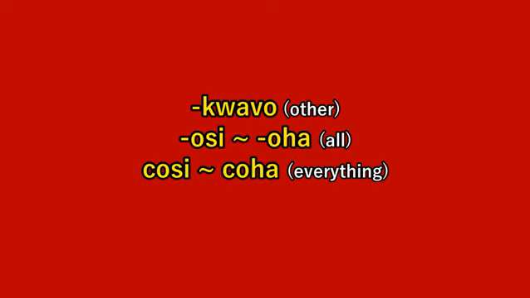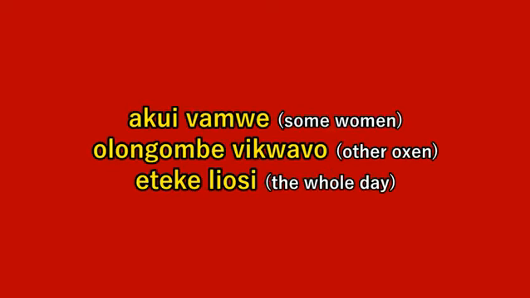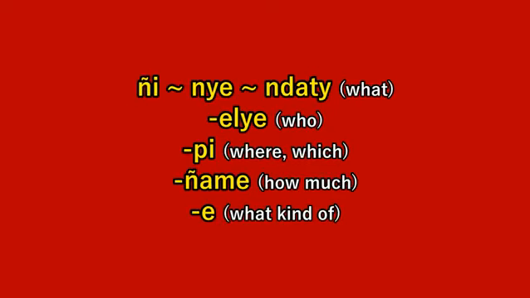Quavo, another. Osi, oha, all, every. Chosi, choha, all, everything. Ongongo, each. Akai vamwe, a few women, some women. Olongombe viquavo, other oxen. Eteke liosi, the whole day.